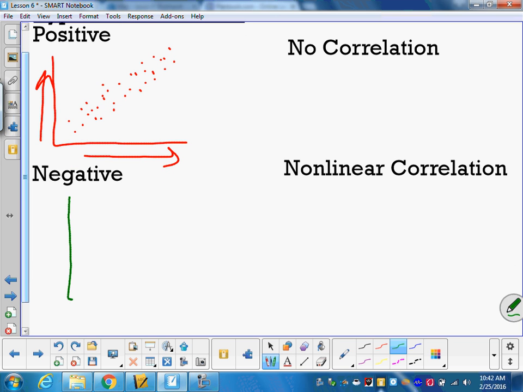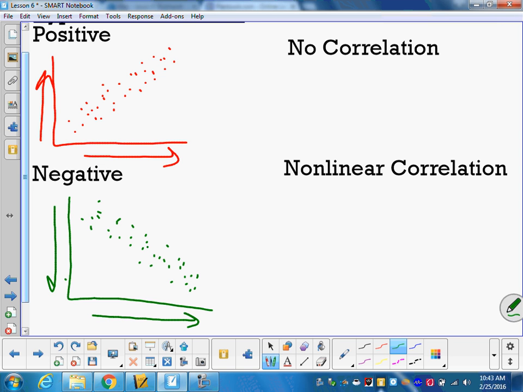So it follows then that a negative linear correlation looks something like that. As one variable increases, as the explanatory variable gets bigger, the response variable gets smaller.